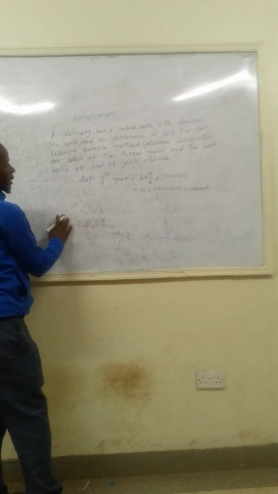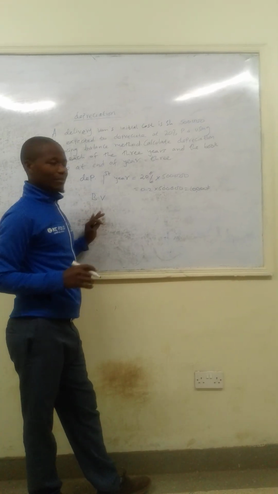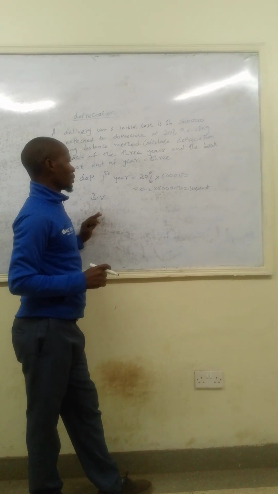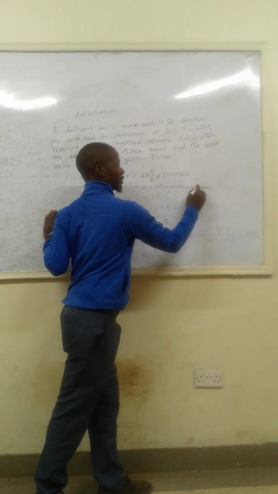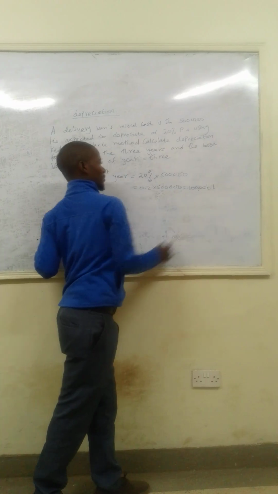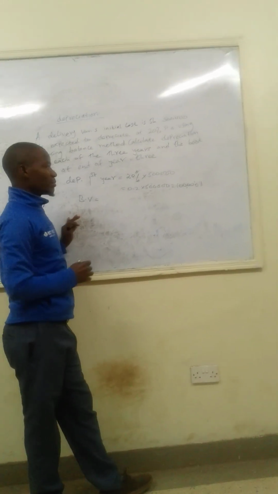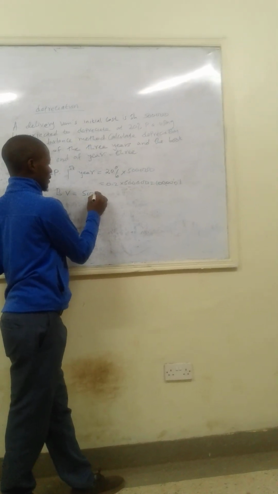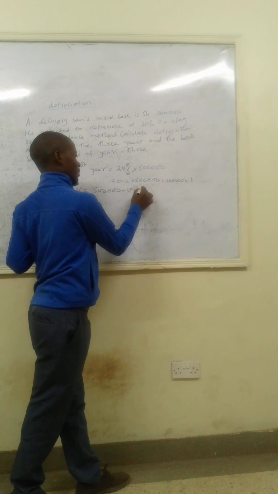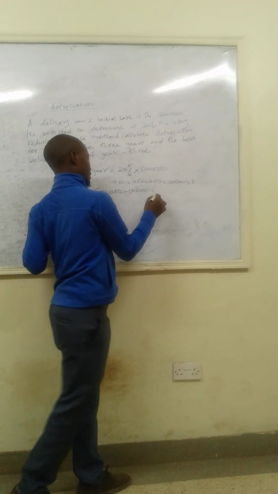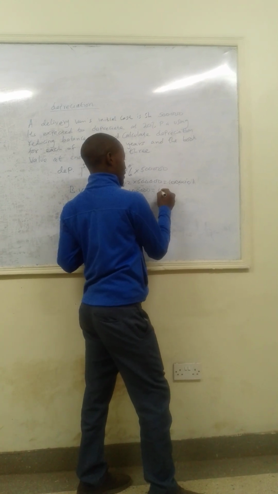So we're going to say the book value for that particular period, that should be 100,000. So the book value at the end of that particular year will be 500,000 minus 100,000. So you get 400,000.